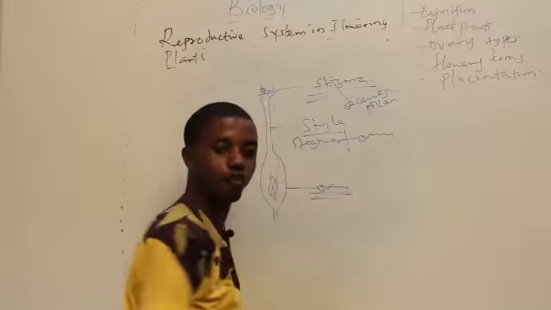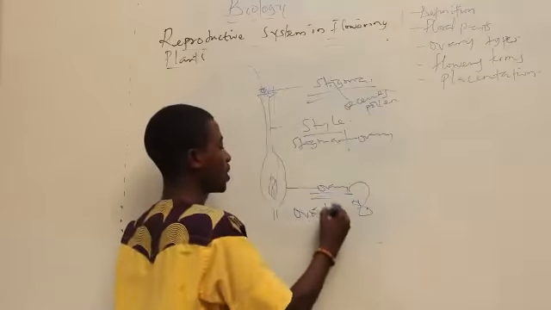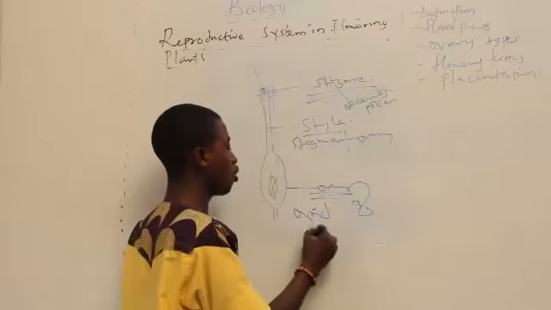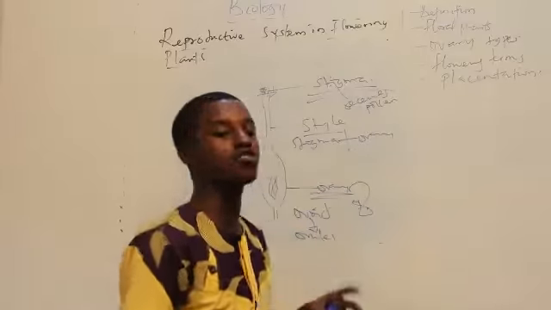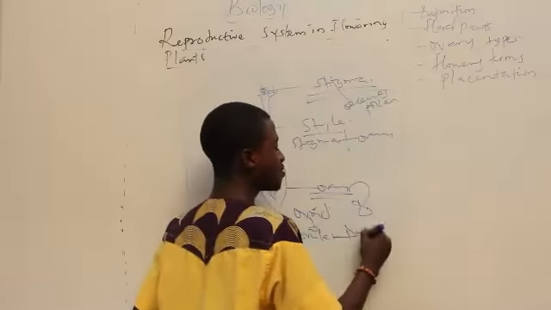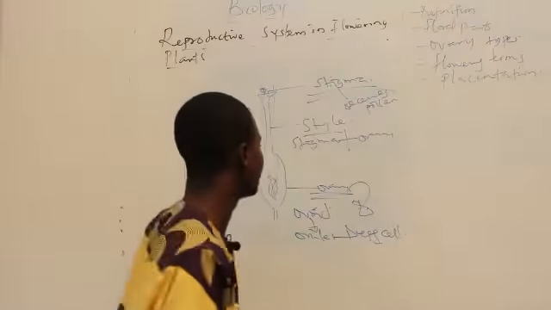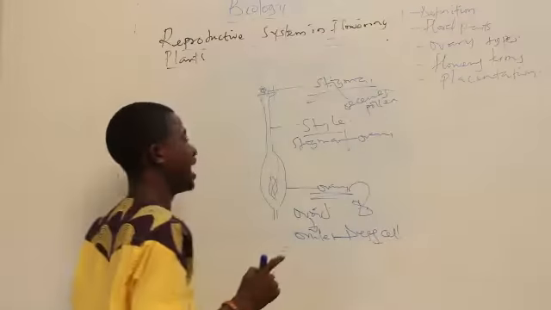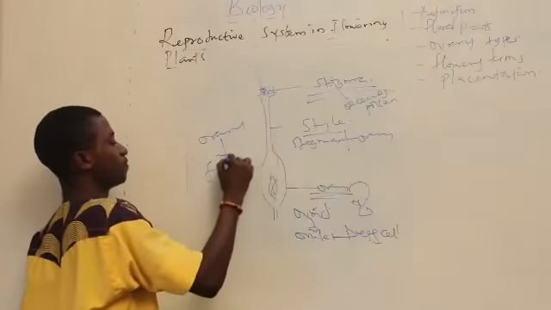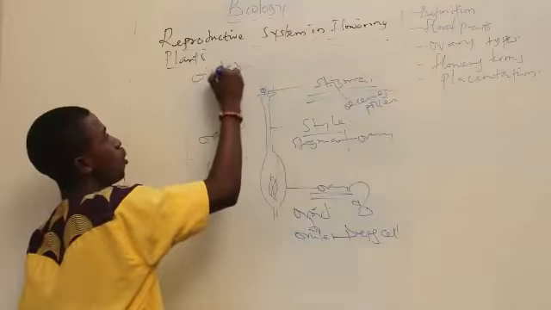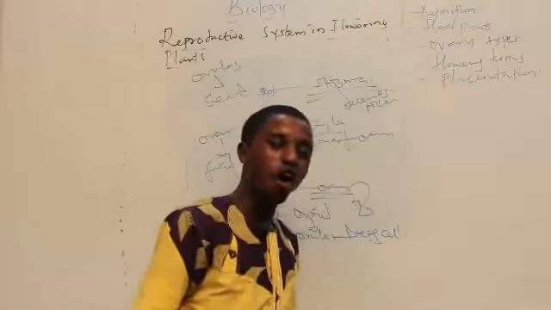Now, what is the function of the ovary? The ovary contains 2 or more ovoid structures called the what? The ovules. The ovule houses the egg cell. Don't forget. Now, it is very important for you to note that as time goes on, the ovary will develop into fruit, while the ovule will develop into seed. Ovule develops into seed, ovary develops into fruit.